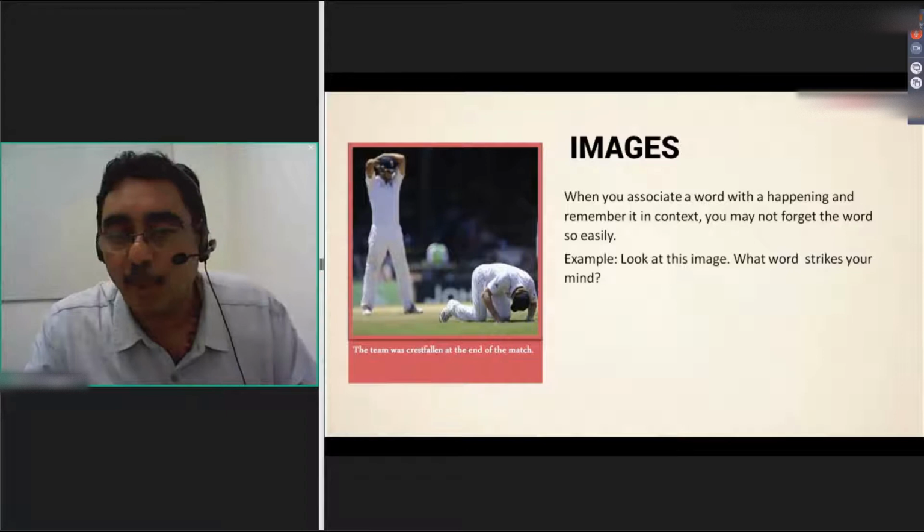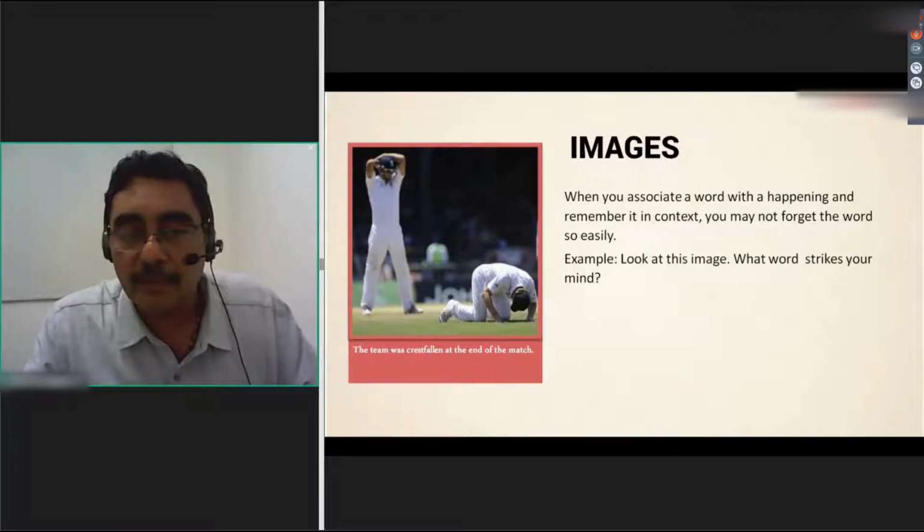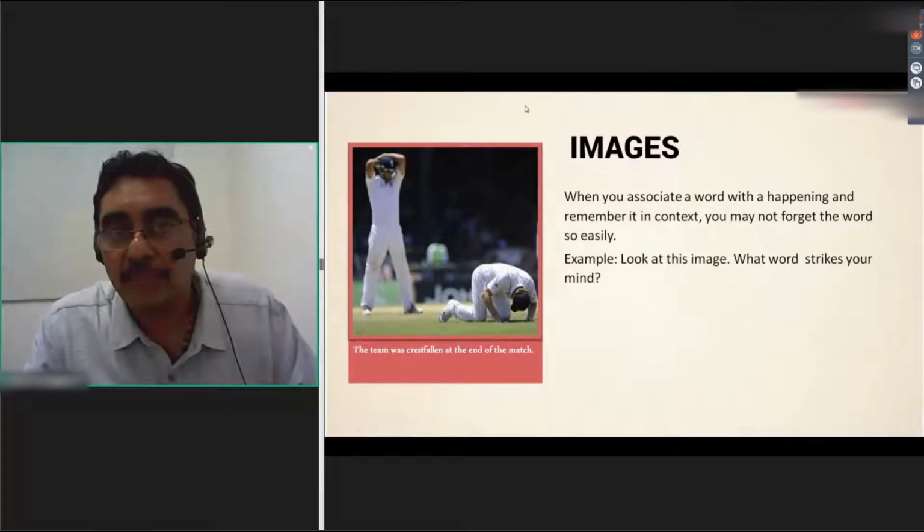The fielding side, especially if it's an important wicket and they drop it. That's what I feel.